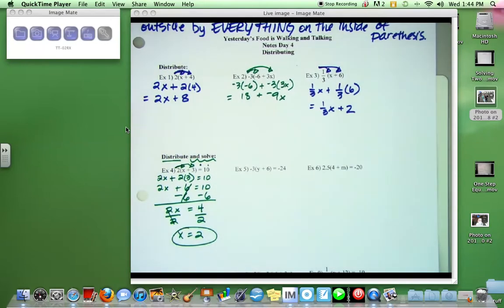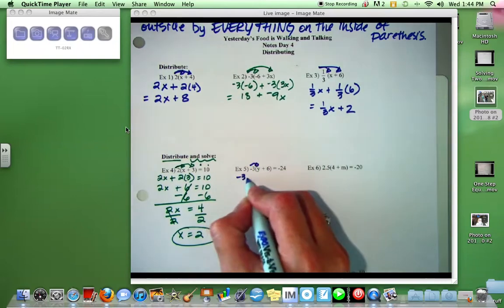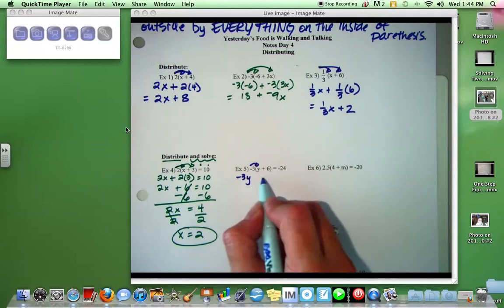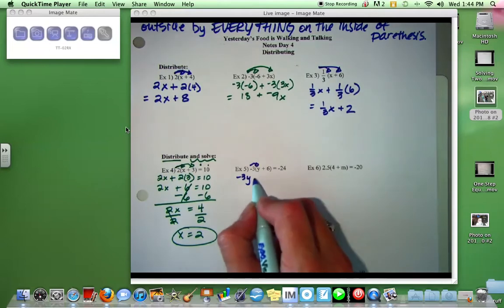All right, example 5. So in this one, it would be negative 3 times y plus negative 3 times 6 equals negative 24. Hold up. Hang on, Lauren.